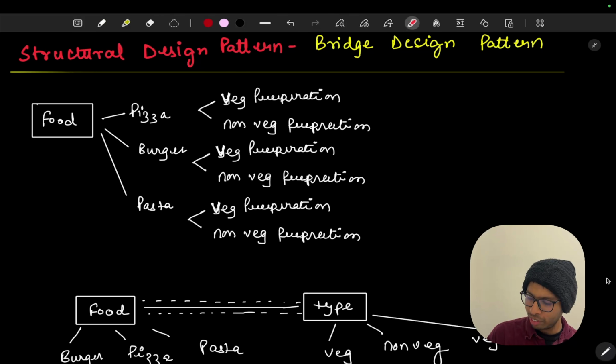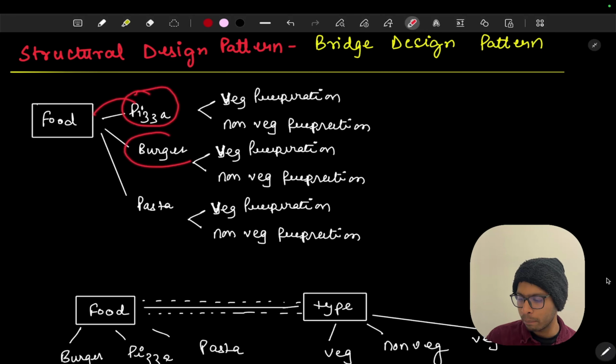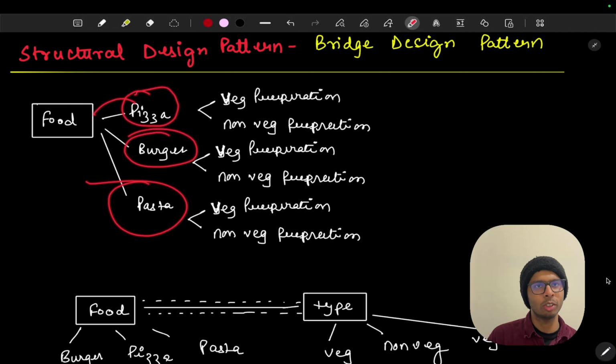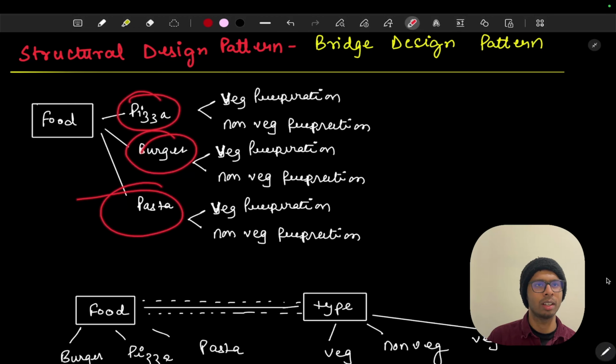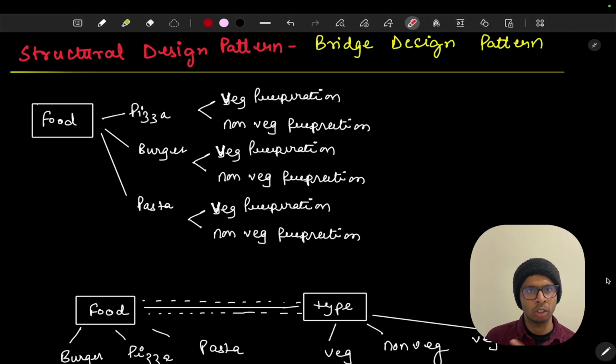Suppose we have this food interface, and the food interface can be implemented by multiple classes. I've just taken an example that it is going to be implemented by this pizza class, burger class, and this pasta class. Now think of our restaurant: we have food like pizza and burger, and in our restaurant we have veg options and non-veg options.